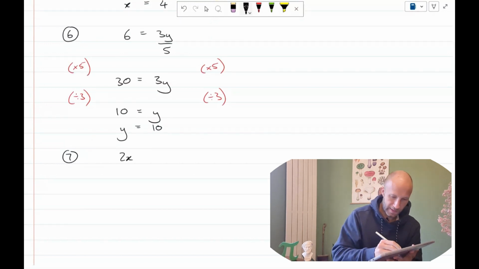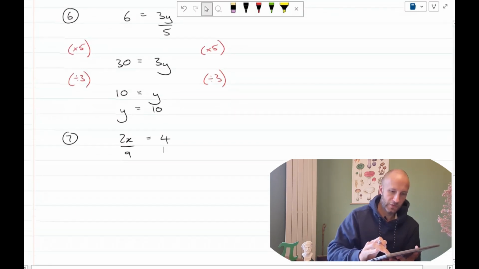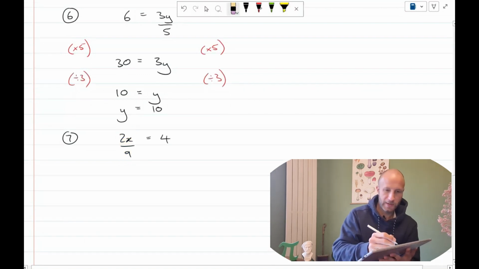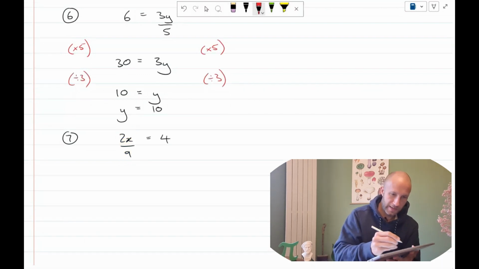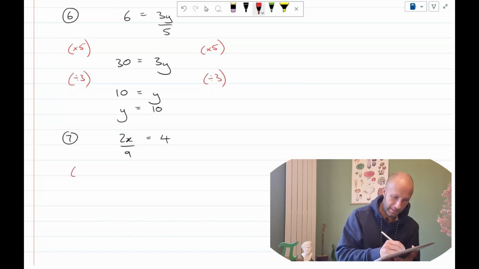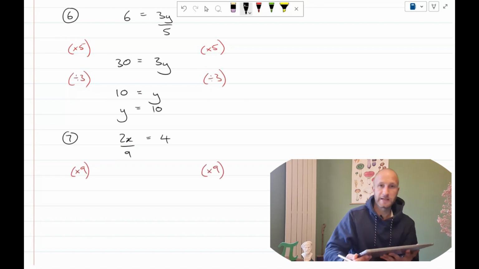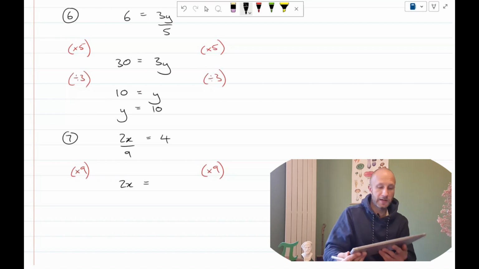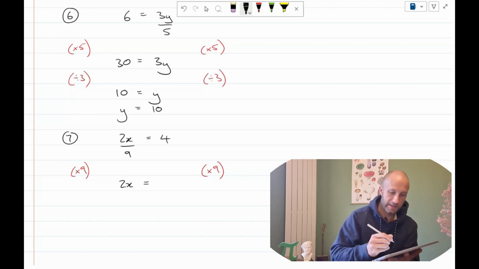So 2x over 9 equals 4. So again, identify your x term. The one with the x in it shouldn't be that difficult. 2x over 9 equals 4. To get rid of that division by 9, 9 is on the bottom, that means I'm dividing by it. I need to multiply the left-hand side by 9. And whatever I do to the left, I do exactly the same to the right. So times that by 9 too. So 2x over 9 times 9 will cancel the division by 9, so I'm just left with 2x. On the right-hand side, I'll get 4 times 9, which is 36.